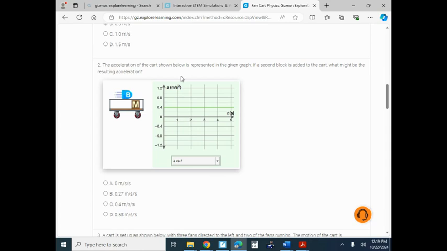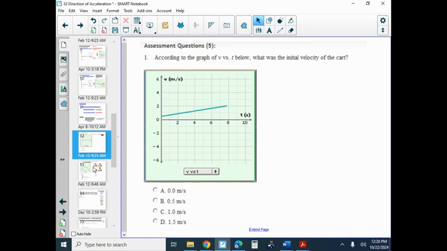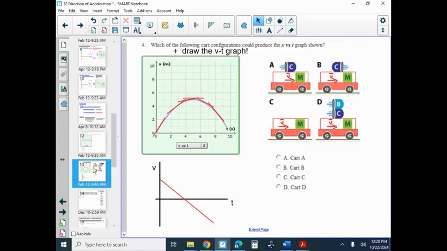What do we have here? Acceleration of the cart shown below is represented by what in the graph given. The second block is added to the cart. I kind of have to skip that one because we haven't done Newton's laws yet. Okay, so I think in my lesson file, I probably just don't have it captured in there. So I think I'll abandon ship because we can't strive for perfect on that quiz because we haven't done all that material yet. Which of the following cart configurations would produce the distance versus time graph?